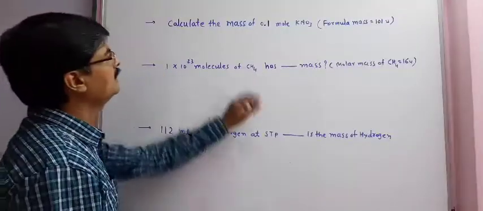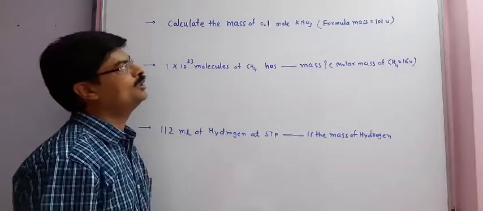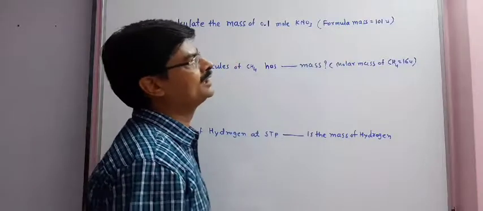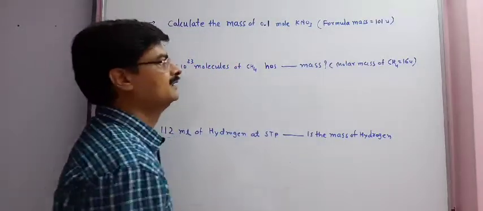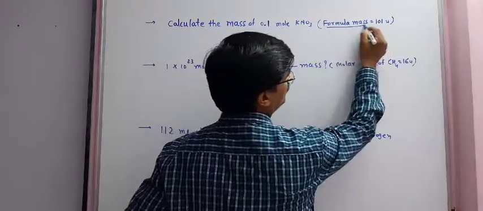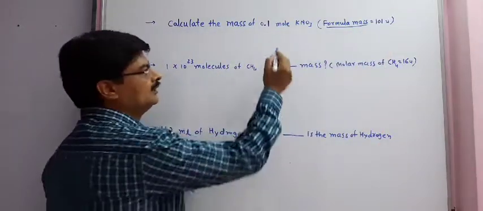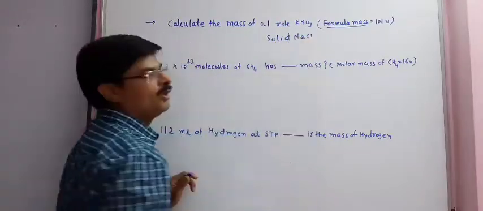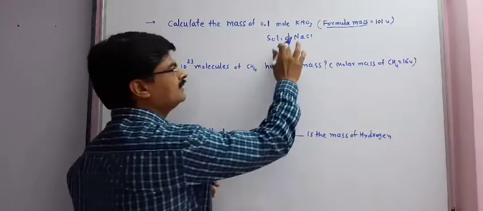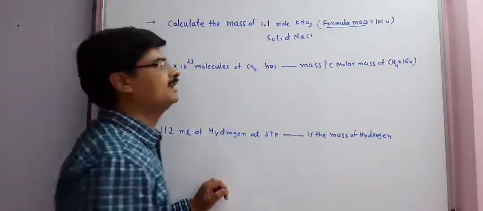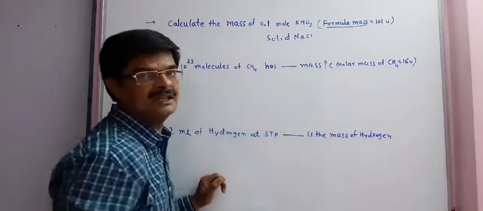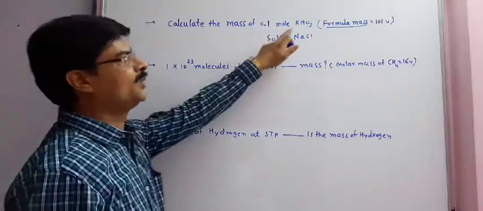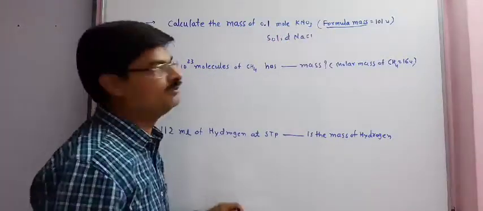Now in the next sum, we have to calculate the mass of 0.1 mole KNO3, provided formula mass of KNO3 is 101 unified mass. First of all, we have to understand what is formula mass. For the solid like NaCl, formula mass is taken because in solid state NaCl is not present as a single entity, and that is why their formula masses are taken. Same way for KNO3 formula mass is given 101.